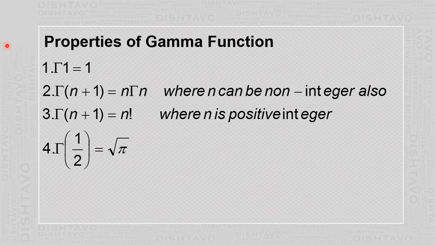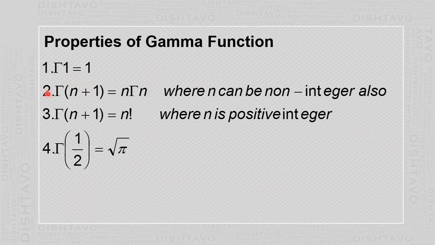Now let us study the properties of the gamma function. These properties can be easily proved, but the proofs are not in your syllabus. The first property is proved in your notes. What we require is the expression for these properties for the application. The first property is gamma of 1 equal to 1. So in the definition of the gamma function, n equal to 1 and gamma of 1 equal to 1.